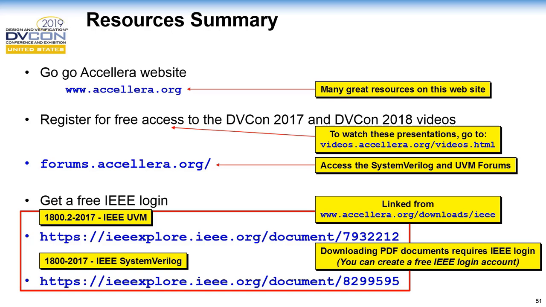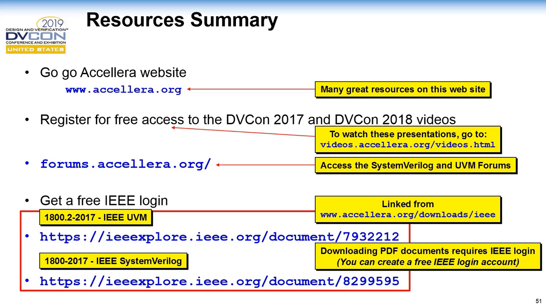Also, you can access all of the forums on the Accelera webpage. A great place to be asking questions, a great place to look at questions that have already been asked. Get the free IEEE login. IEEE is not free, and most of us know that, but the login is free. Once you have an IEEE login, then you can gain access to the IEEE standard for UVM and the IEEE standard for SystemVerilog 2017. Those documents are out there, but of course you just go to the Accelera webpage and it already has links to each of those documents. This is a wealth of information that is freely available to you.